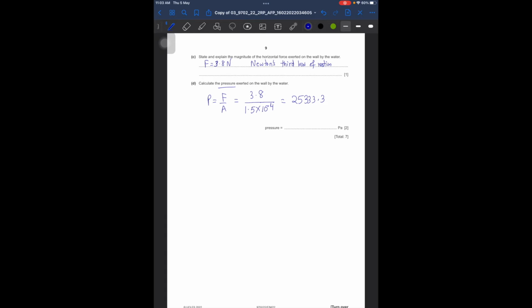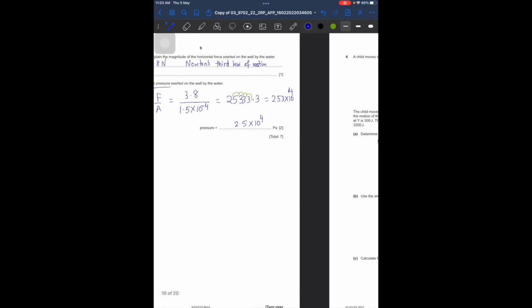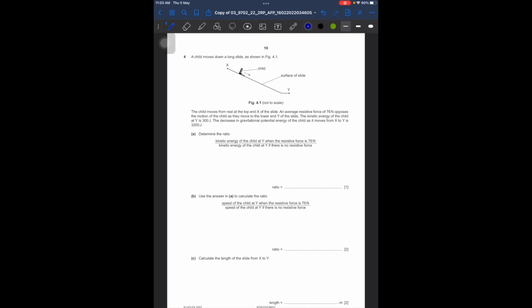25333.3. We want to put it in proper significant figures, so I'm going to move this decimal place 1, 2, 3, 4 here, so that will become 2.53 times 10 to the power of 4, which we can write as 2.5 times 10 to the power of 4 to 2 SF. So it's the scientific notation and proper significant figures. Okay, let's now do the next problem.